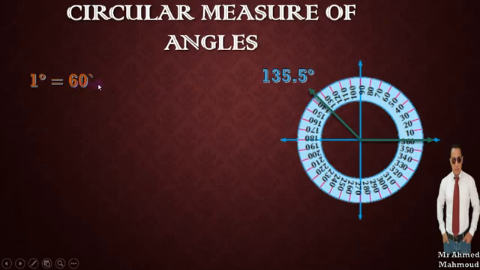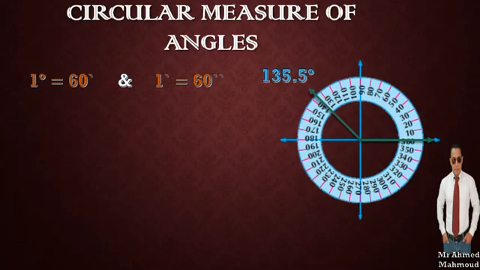Okay, every minute included 60 parts. Each of them is called a second. So 1 minute equals 60 seconds. So 1 degree equals 60 minutes, and 1 minute equals 60 seconds. So if I need to measure how many seconds 1 degree equals, then I will multiply 60 times 60, which equals 3600 seconds.